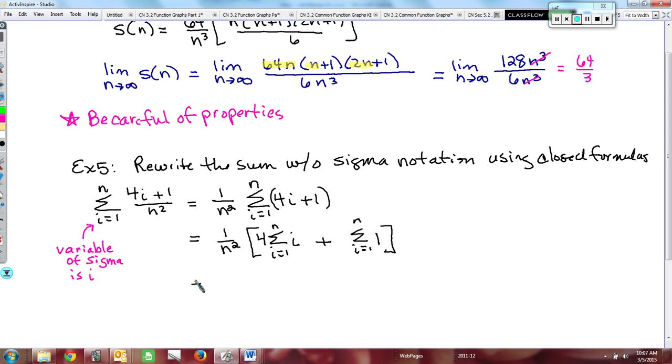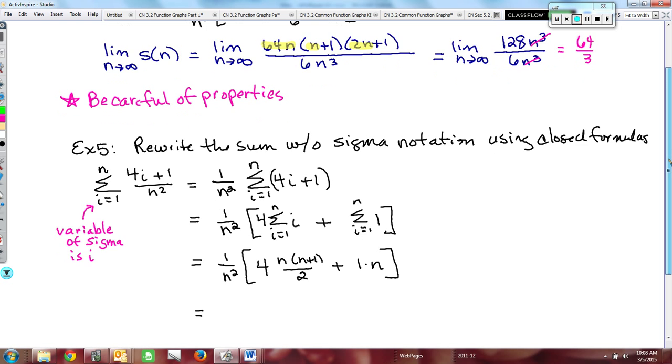Then what you are going to do is use your closed formulas. Now, the difference between this and the problem we did previously is that we don't know n. So I'm not going to actually get a number here. I'm going to get a formula. So I use my formula for the sum of i. The sum of i is going to be n times n plus 1 over 2. And then I have the sum of a constant, which would be the constant times n. So I plug those in.